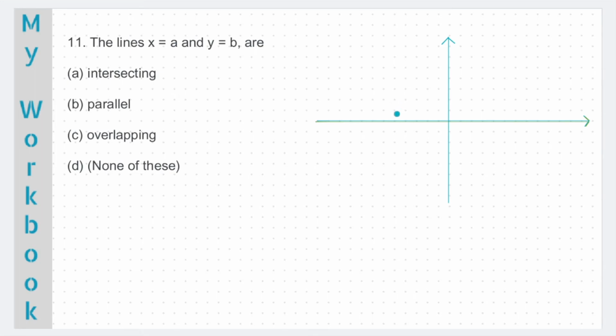Next sum. The lines x is equal to a and y is equal to b are intersecting, parallel, overlapping, none of these. Now, generally we have the horizontal as x-axis and the vertical axis as y-axis. Like I said in one of the previous sums, the equation for x-axis is y is equal to 0. So, if you have an equation like y is equal to b, then that line will be parallel to x-axis.